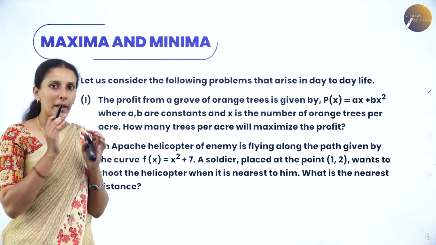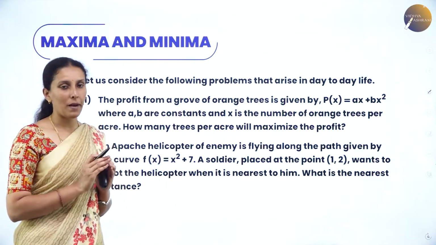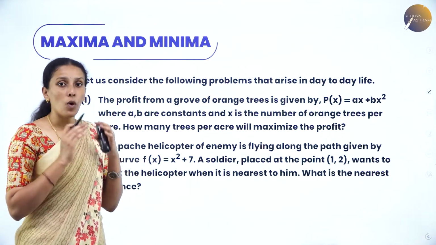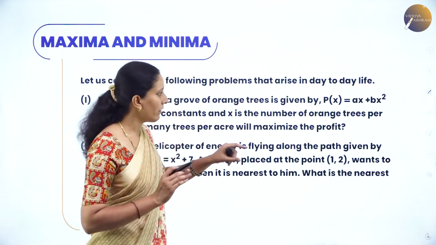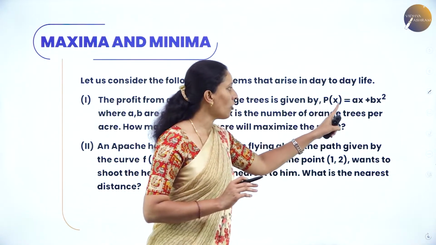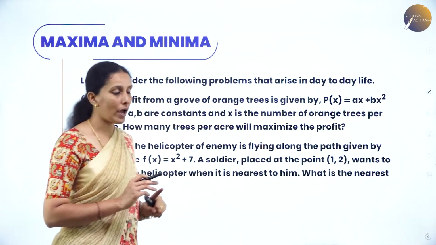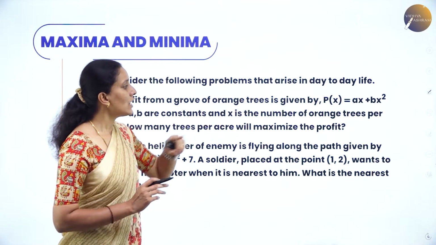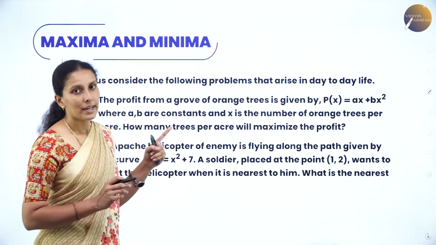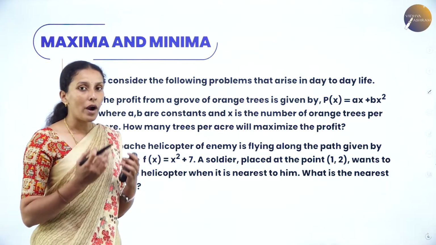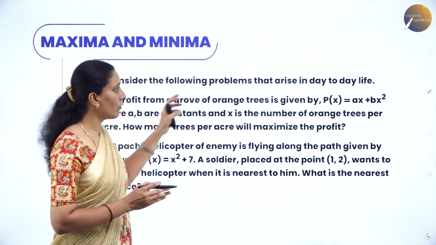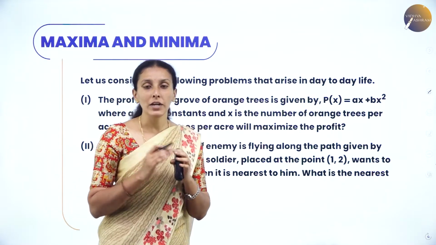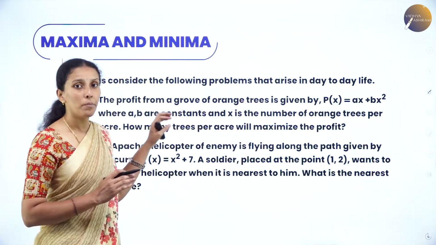So if some x number of orange trees are planted in 1 acre, then the number of orange trees is given in the form of a function, that is P of x is equal to ax plus bx square, where x represents the number of orange trees, and a and b are constants. Then how many orange trees have to be planted in an acre with the following function so that we will get the maximum profit?